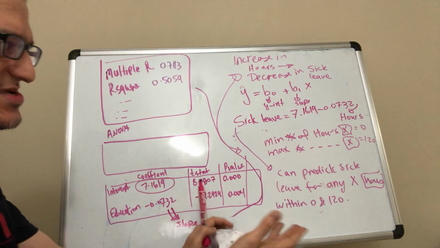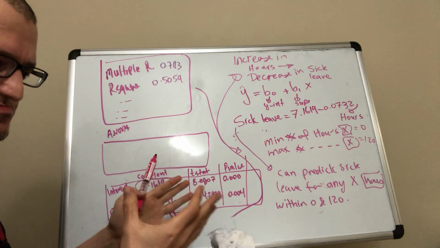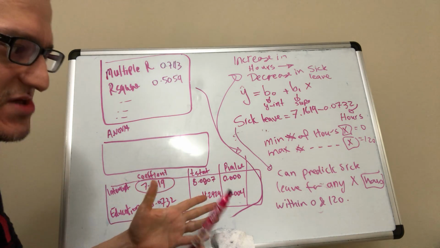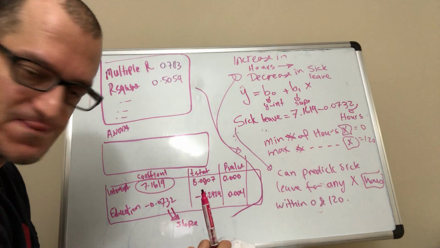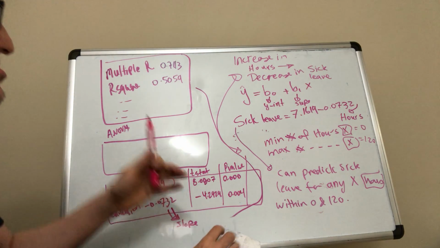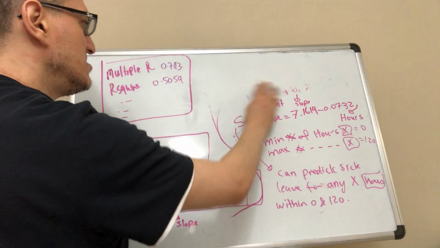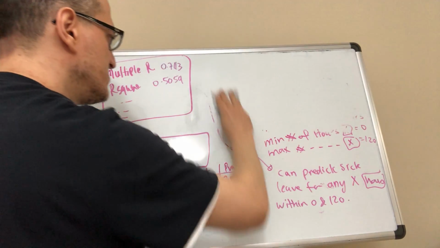Anything more than 120, this equation becomes unreliable. You can't really predict when the numbers are more than 120 because that's your range. Now, you can also prove how strong the relationship is using statistics.